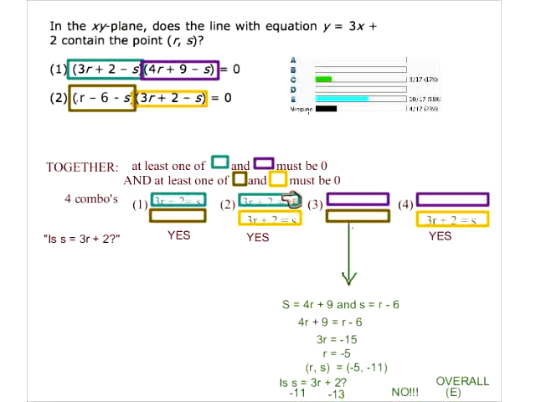But the difference is that when you put the statements together, you have to have one of these brackets and you have to have one of those brackets. That's why you have these 4 possibilities. Either it's blue or purple, and either it's gold or yellow. So yeah, you got the right idea.